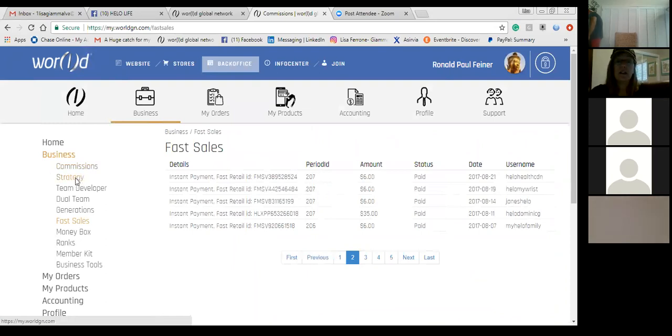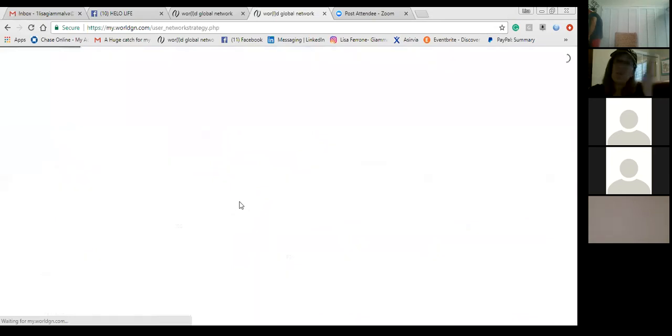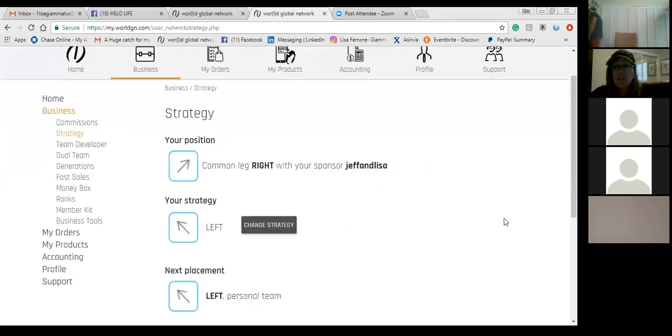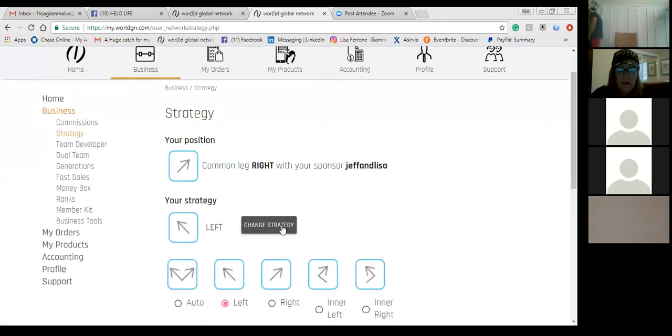Then you got your strategy. This is where you set where you want the next person to go. In this particular situation, they're going to have the next person they bring in go to the left leg. If you ever want to change your strategy, you click here and look what you can do. You can have them go to the right or the left. All right, we're going to leave that alone. We're not going to change it.